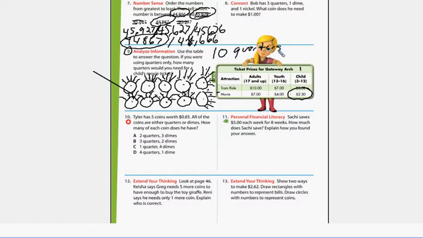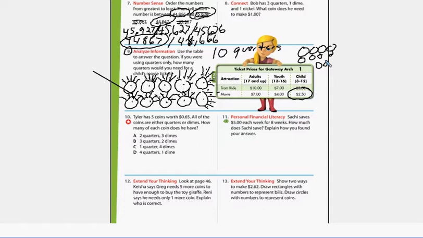Or another way to do it, if you're really good with money, you know it takes 4 quarters to make $1. So we go ahead and 1, 2, 3, 4 makes $1. 1, 2, 3, 4 makes another $1, and 2 more to make 50 cents. And you can see that's 10 quarters.